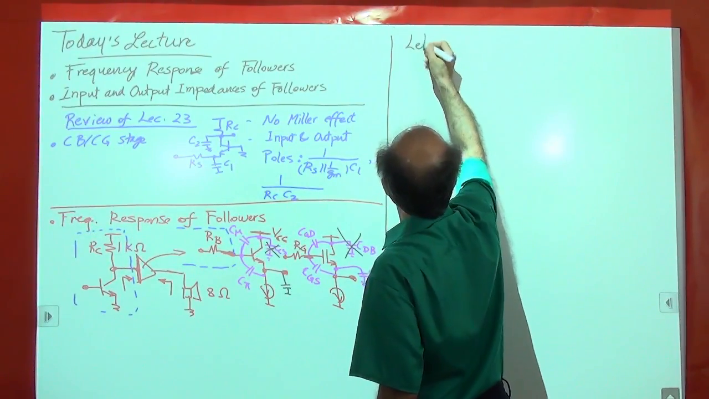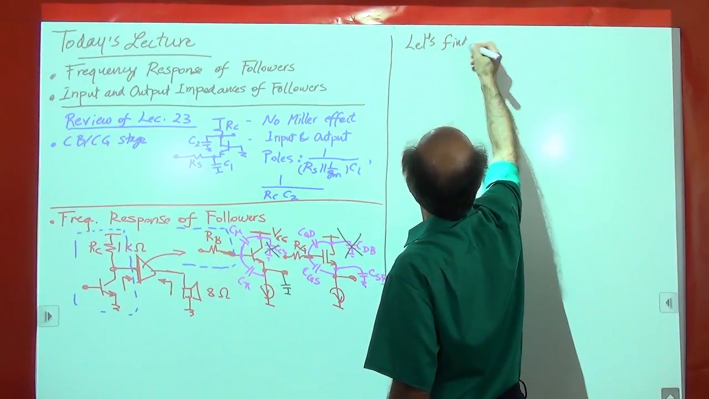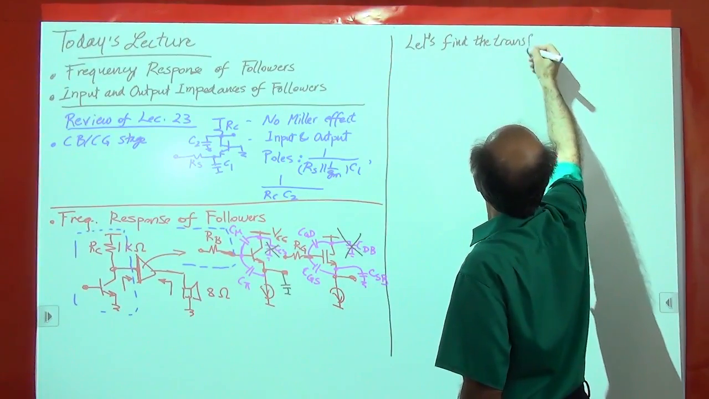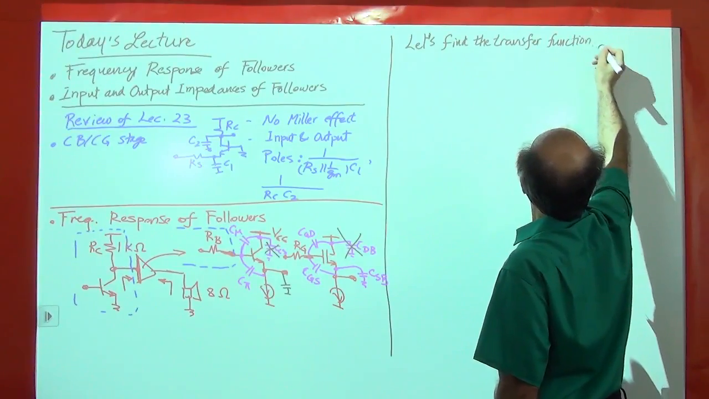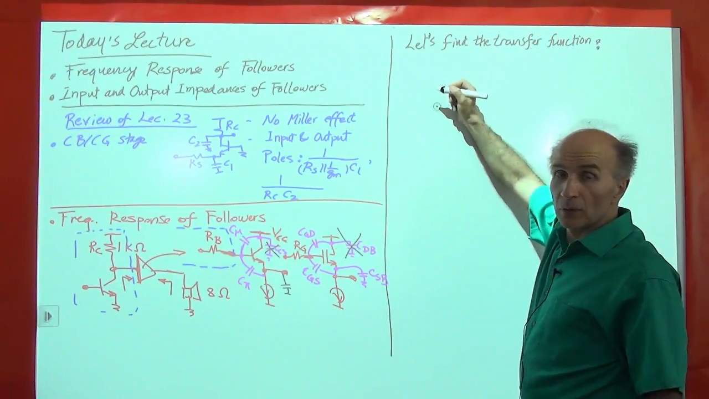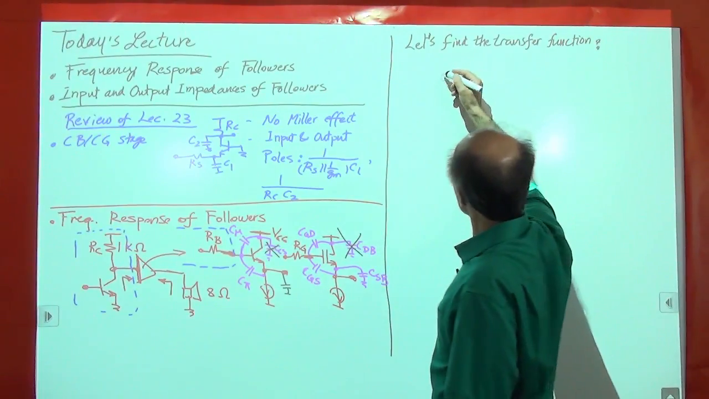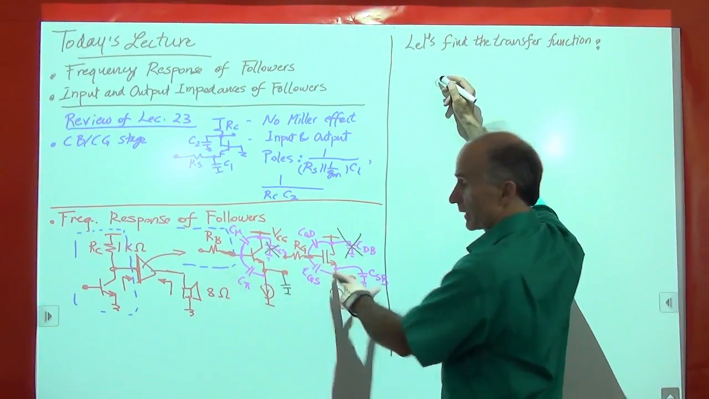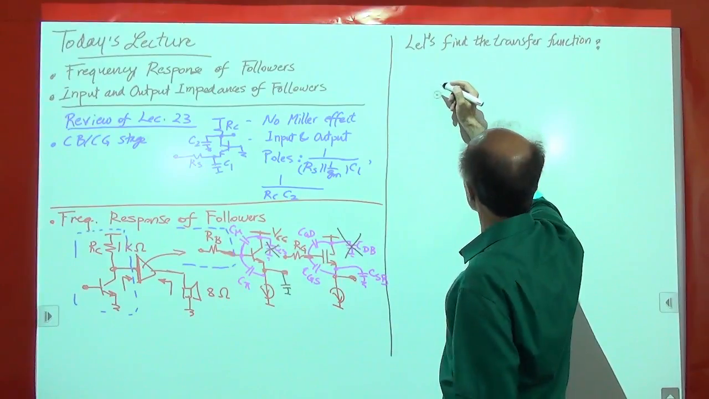So let's find the transfer function, which means I have to draw this small signal model and do calculations. So let's do that. We can do it for this guy or this guy. It doesn't make much difference. Let's go ahead and write it for the source follower.